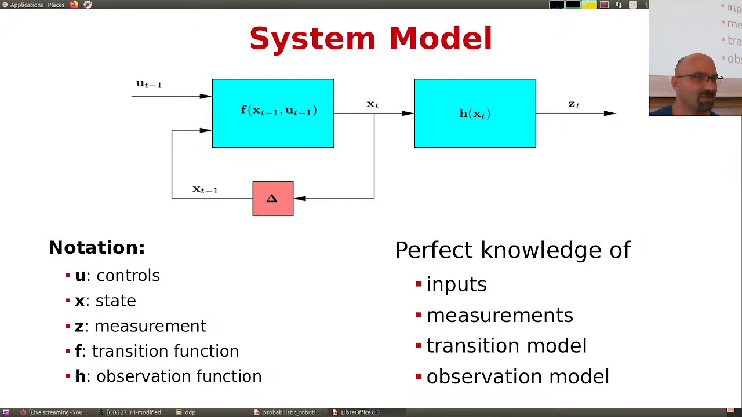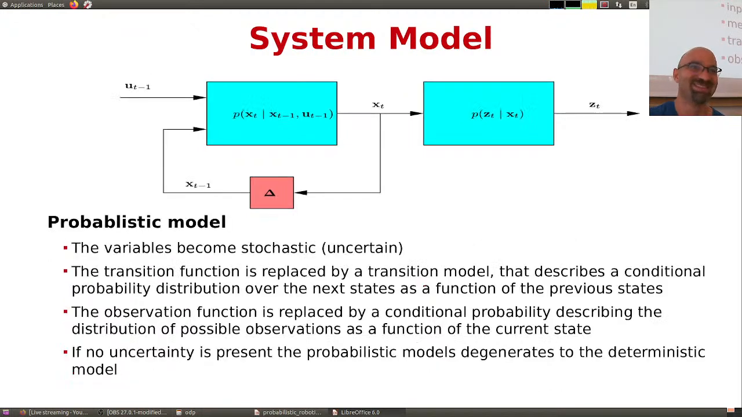It's 1 over Z, I think, in the Z transform. I don't remember well. So, 1 over Z, if it was a dynamic system. Yeah, Z, and so on. All right.